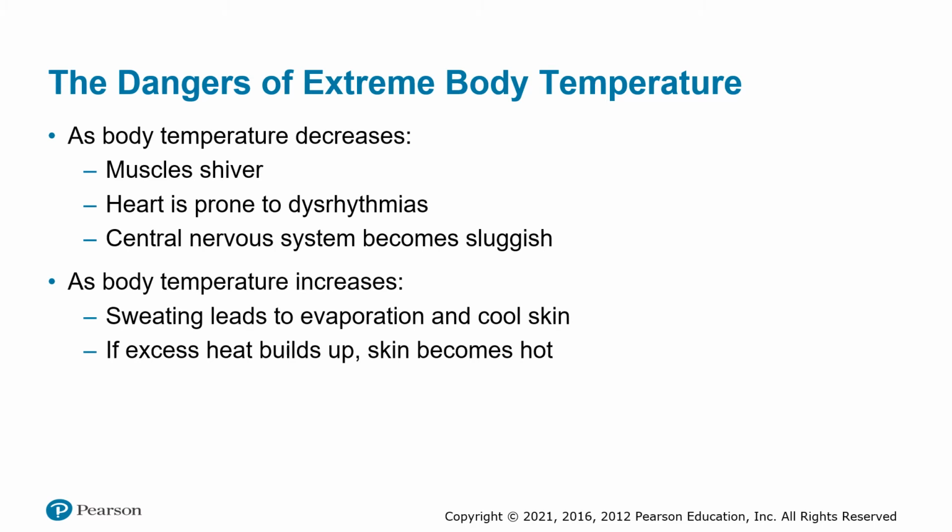So dangers of extreme body temperature. So as the body temperature decreases, the muscles shiver, the heart is prone to dysrhythmias, and central nervous systems become sluggish. As it increases, sweating leads to evaporation and cool skin, and if that excess heat builds up, then the skin becomes hot.